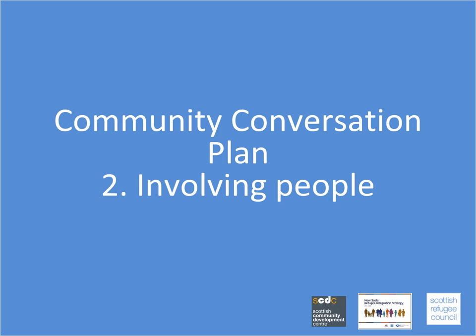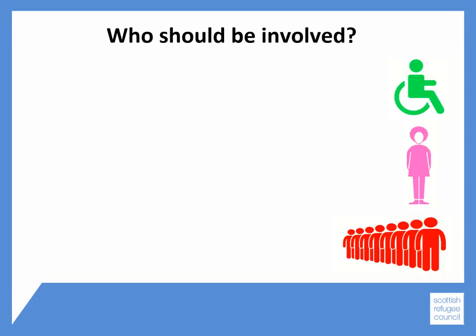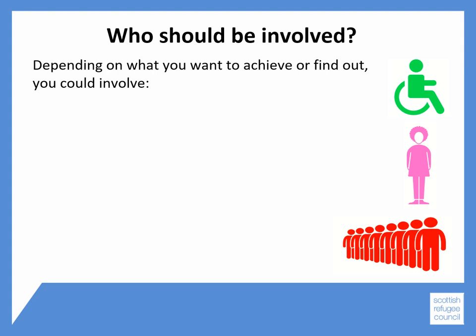An important part of any community conversation plan is thinking about involving people. This involves thinking why it is you want to know particular information, who are the best people to speak to find that information, and what is the best way to involve them. Who should be involved will depend on what you want to achieve or to find out.